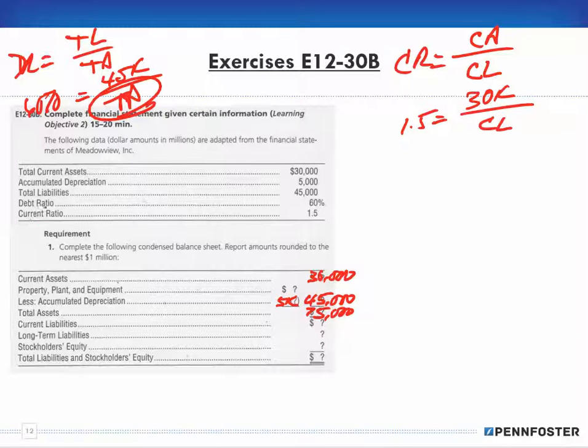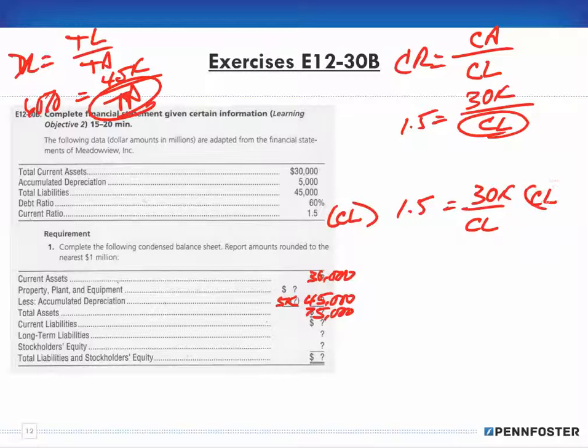Notice I don't have the current liabilities here, but I do the same exact thing. I take 1.5 equals 30,000 over current liabilities. I multiply both sides by the current liabilities, these cancel out, so then I have my current liabilities times 1.5 is equal to 30,000.